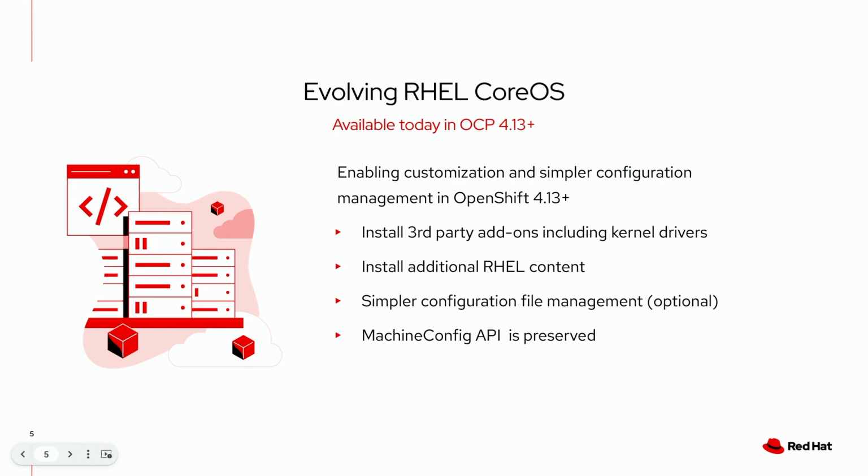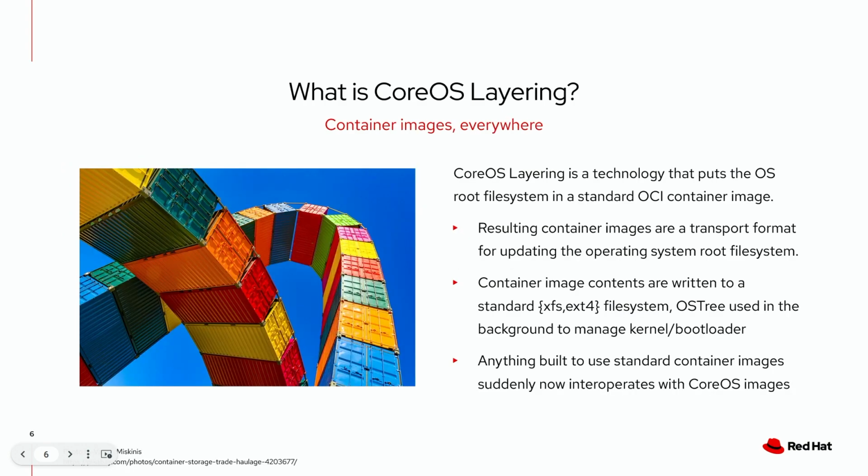So, to install third-party add-ons, kernel modules that you need, to install additional RHEL content, those packages that are requested, and to also simplify configuration management. To be clear, if you like the machine config stuff that you are using today, that's going to continue to work. If you're on the happy path, stay on the happy path. That machine config API is preserved, but in the new world, there's a new option. And the new option is CoreOS Layering.